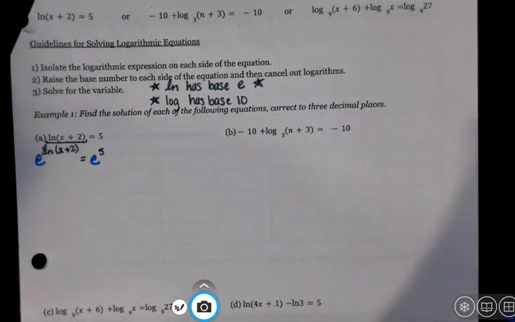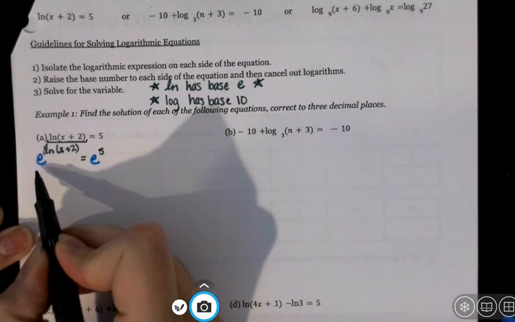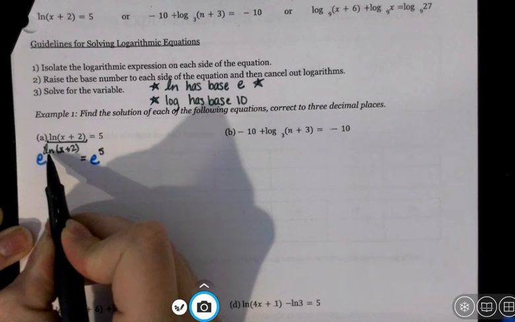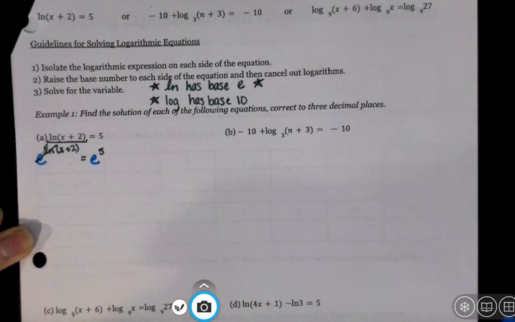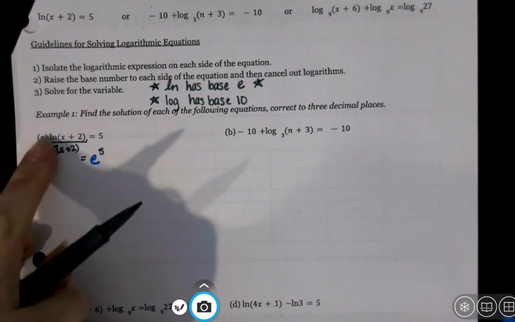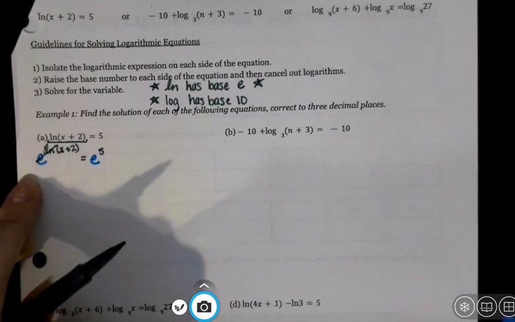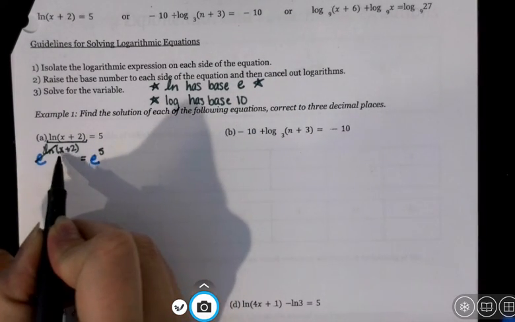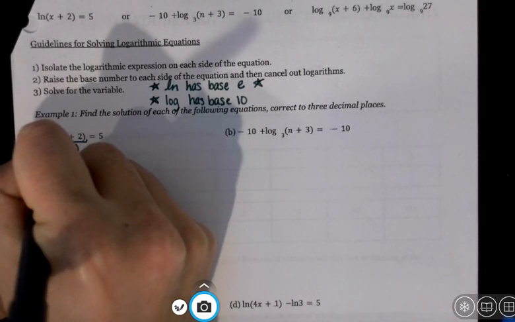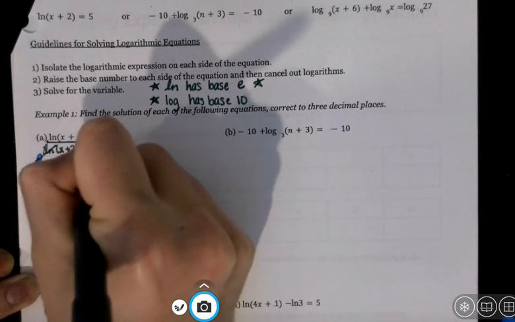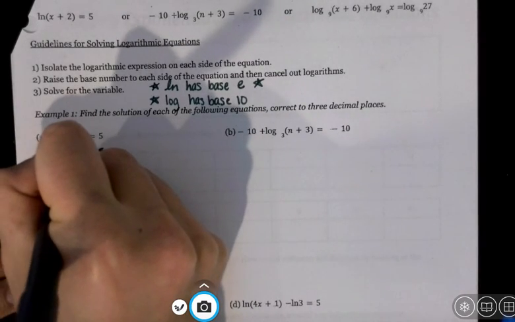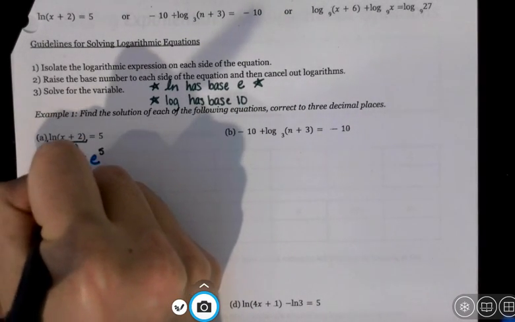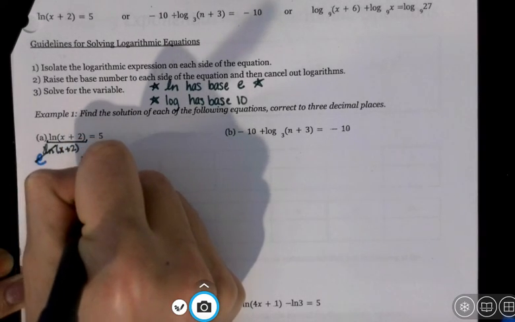So now if I have e raised to the power of natural log of x plus 2, those are inverses of each other. We can cancel those out. So that's why we did this, so we can get rid of our natural log. What I'm left with is this x plus 2. So my log is gone, so it's no longer in the exponent. So I have x plus 2 equals e to the 5th. If I want to solve for x, I subtract 2 on both sides. I get x equals e to the 5th minus 2.